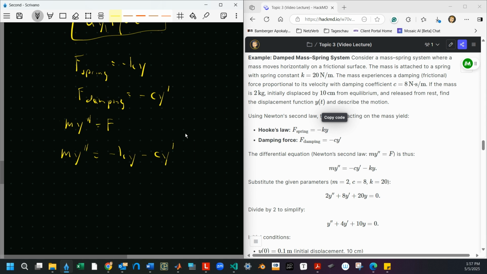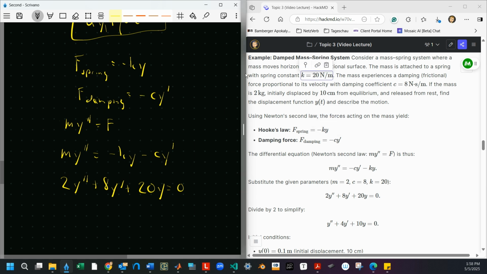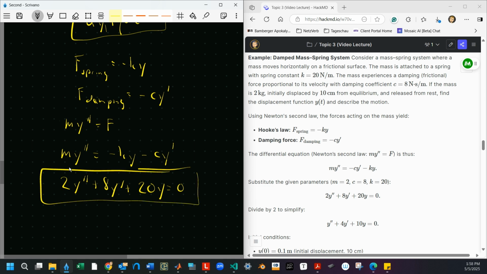So now I just have to plug in the various pieces here. This turns into 2y double prime plus 8y prime plus 20y equals 0. And where did all these numbers come from? Well, the 20 is the spring constant k, the spring damping coefficient is the 8, and 2 is the mass, so 2 kilograms. So that's where all those things are. So we get this.